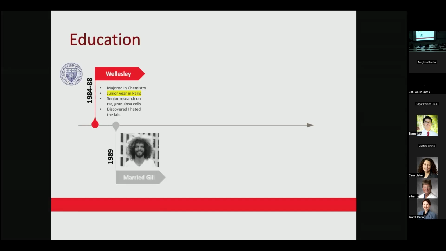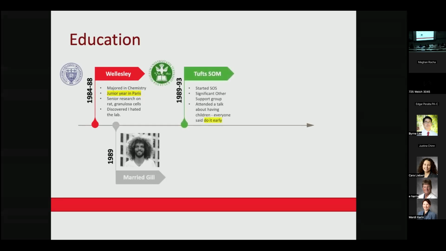I got married. This was my husband. He doesn't look quite like this anymore. You saw in the other picture. But I fell in love with him that way. And then I started medical school 10 days after getting married and going on a hiking trip for our honeymoon. In medical school, I attended this talk.